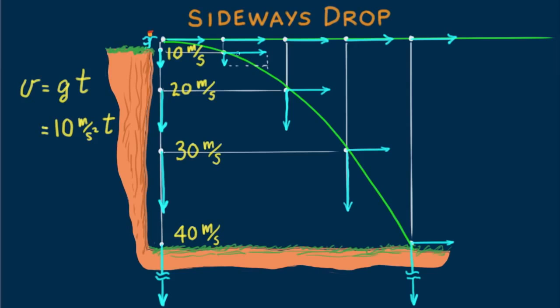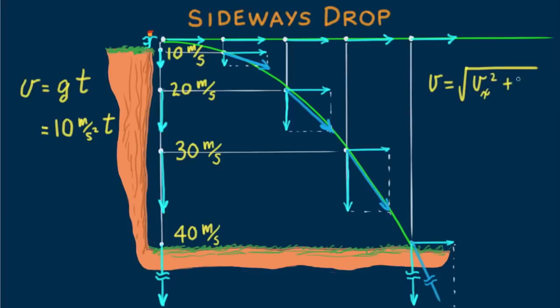Then we construct parallelograms for each position. And with the parallelogram rule, we construct the resultant velocities at each position. Again, our lower vector runs off the page, but you get the idea, right? To calculate the magnitudes of these velocities, we use the Pythagorean theorem. v equals the square root of the sum of the components squared.